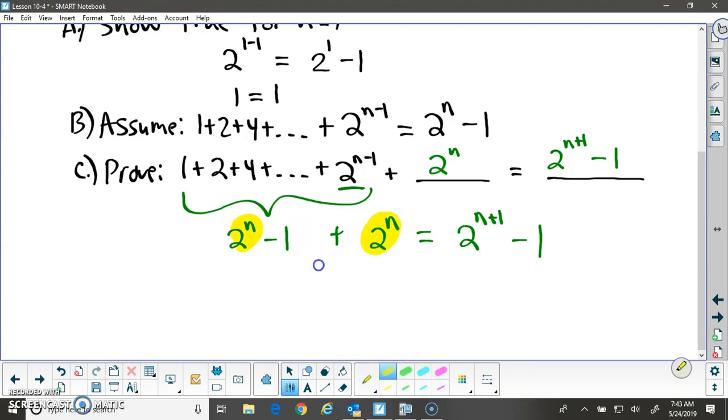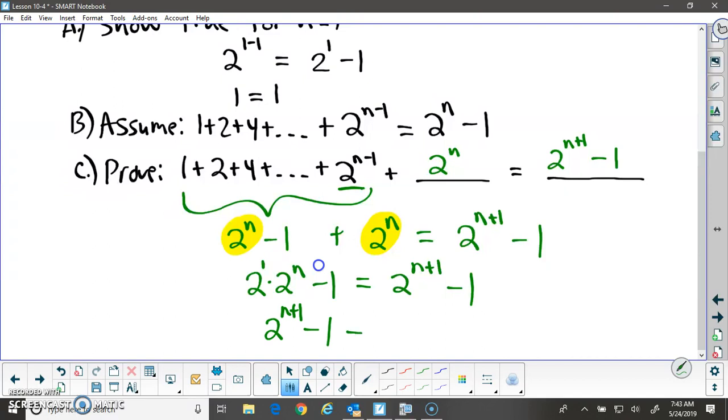this term and this term are like terms. So we can combine those terms since they're like terms, and we get 2 times 2 to the n. Still got the minus 1. And then there's an exponent of a 1 on this 2, and so now, since we have two terms with the same base being multiplied, we can add those exponents, so we get 2 to the n plus 1 minus 1 equals 2 to the n plus 1 minus 1, and both sides equal each other, thus this is always true.